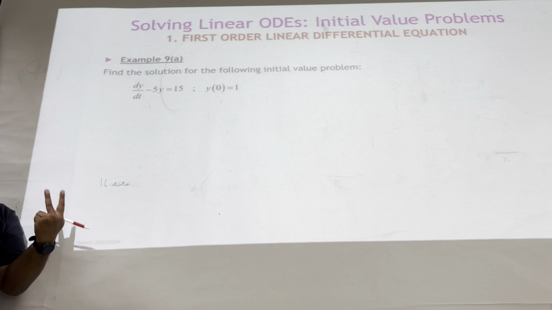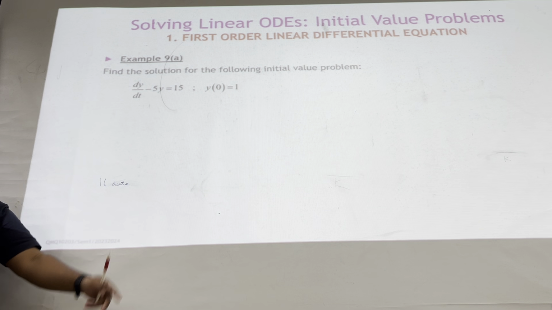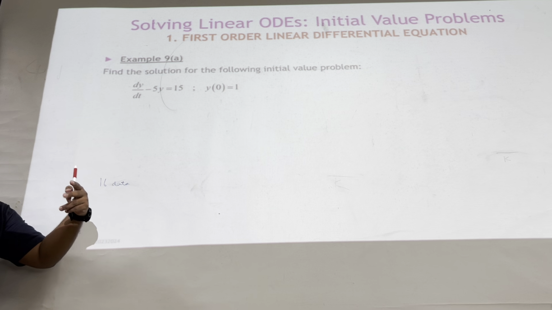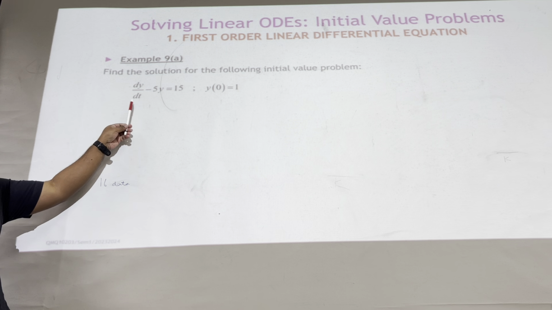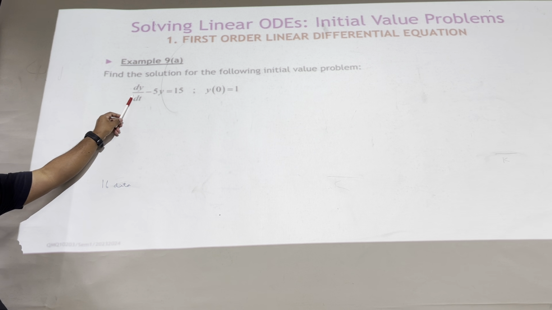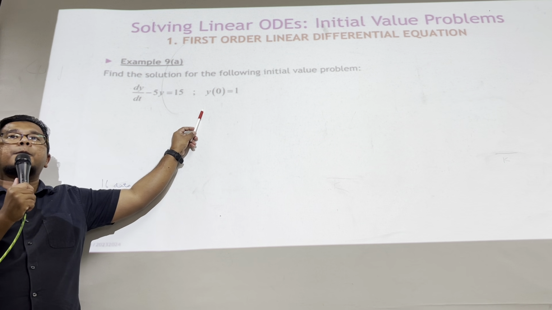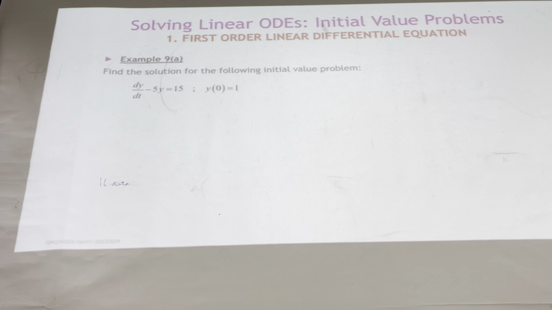If you have three, you must have three equations. For example, you have variables x, y, z. If you want to find what is x, y and z, you must have 3 equations. Same with differential equations. First order, you must have 1 initial value. Second order, you must have y(0) and y'(0). So this is for first order.